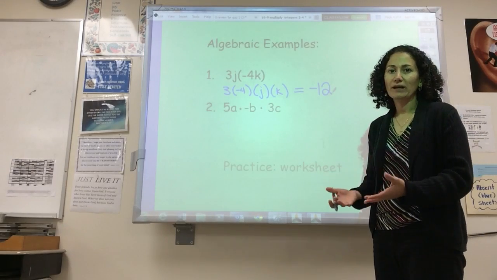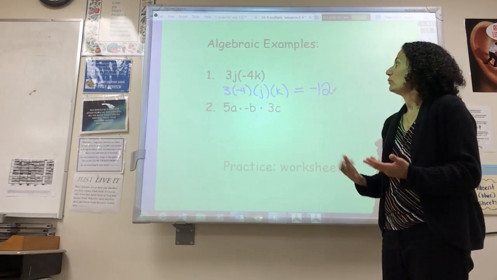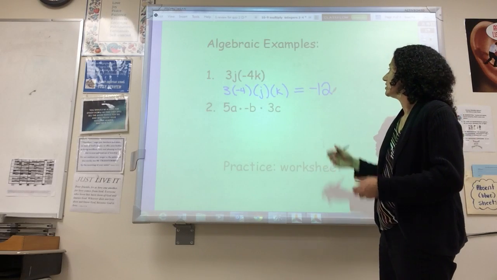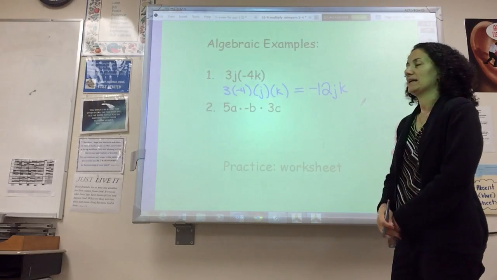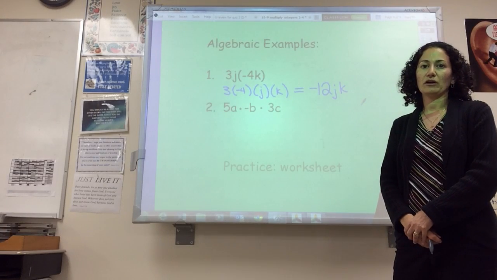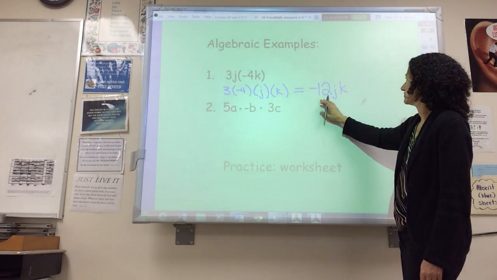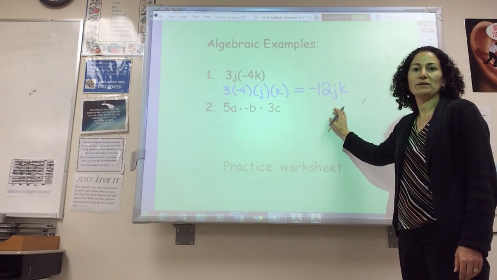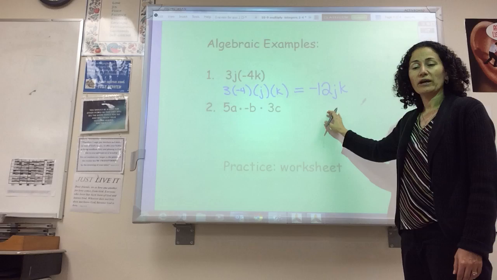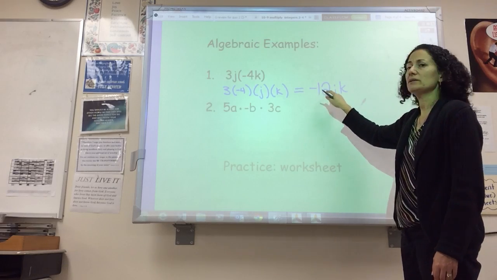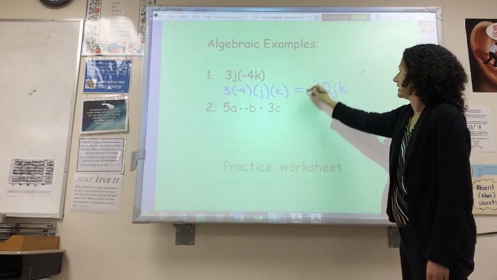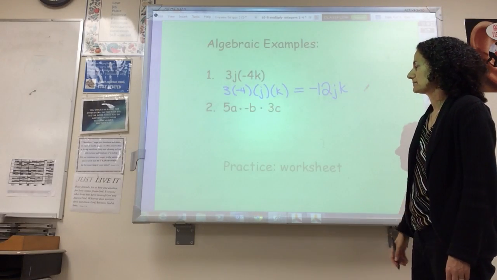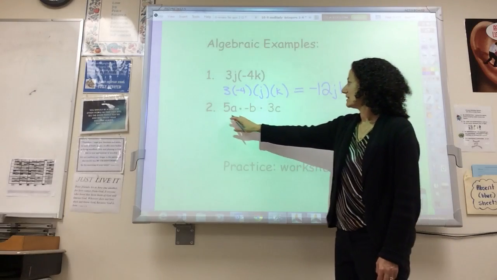We're not evaluating, we're not answering, and we don't know what j and k are. So we will leave our answer as negative 12jk. It doesn't matter what order you put the variables in. You could have negative 12kj, and that would be the same thing. Algebraically, though, we do put the number in front of the variables when we write out our answer as a product.